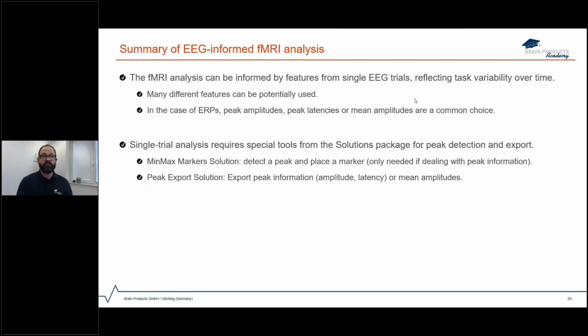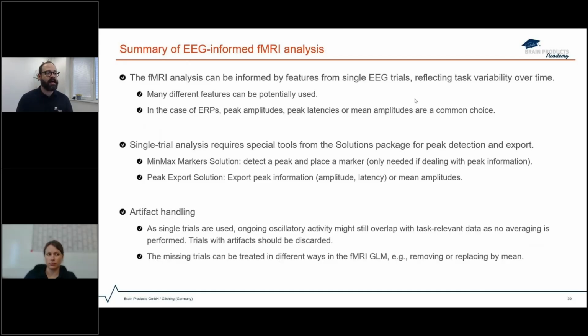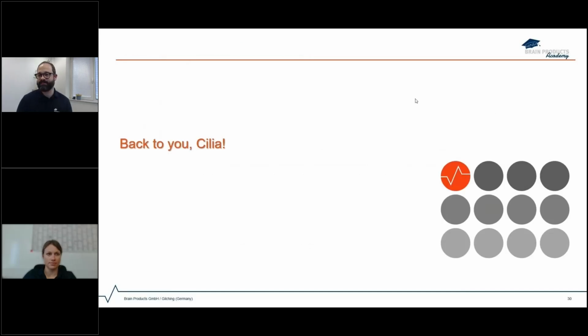You need to use special tools from our solutions package: Min-Max Markers solution for the peak detection and Peak Export solution for the export. You do not need the marker detection, of course, if you do not want to do a peak export. And lastly, the artifact handling. Since you're using single trials, the ongoing activity is still there. Therefore, trials with large artifacts should be discarded. The missing trials could then be treated in different ways, for instance, removing them or replacing them by the mean. And Celia will now come back to this for the actual fusion analysis.